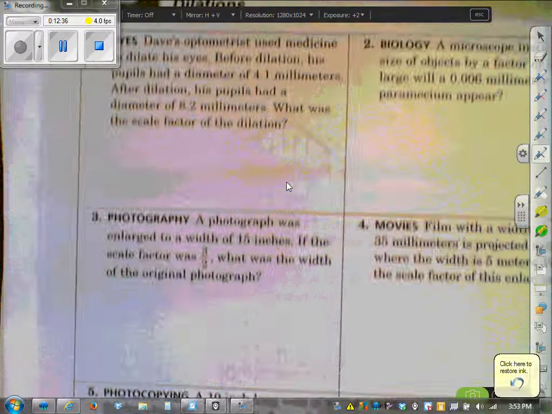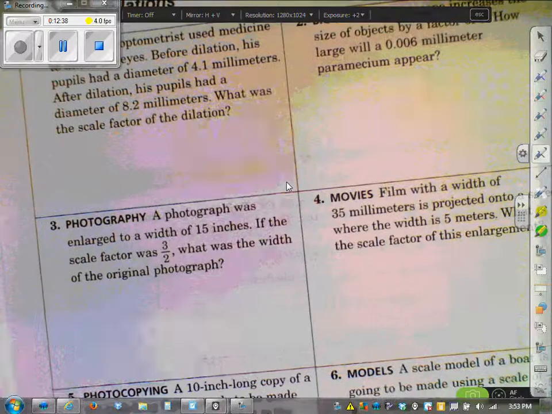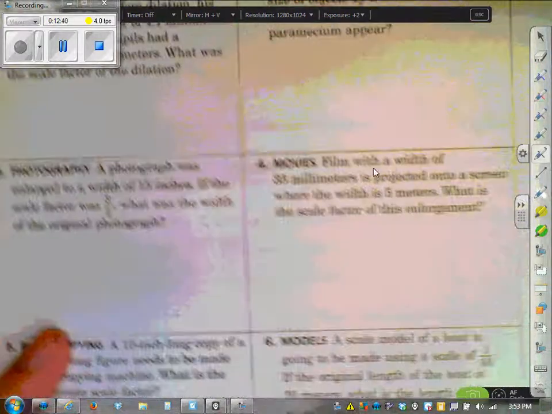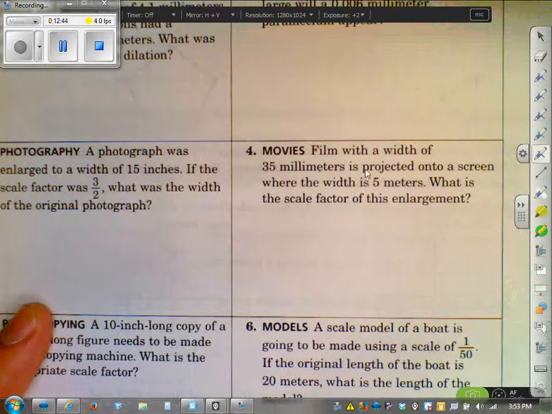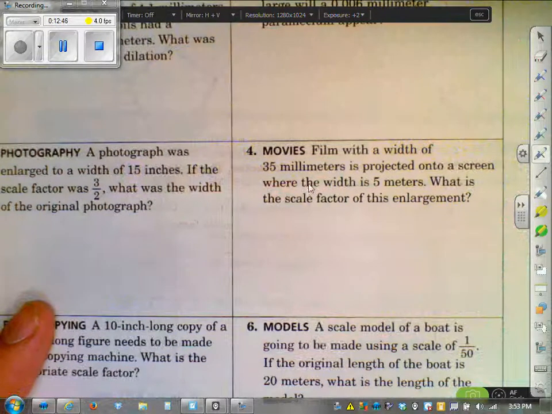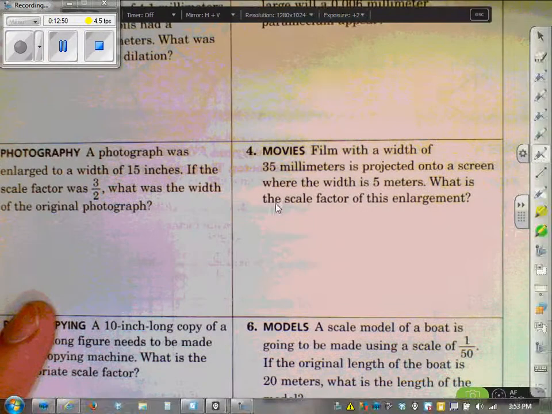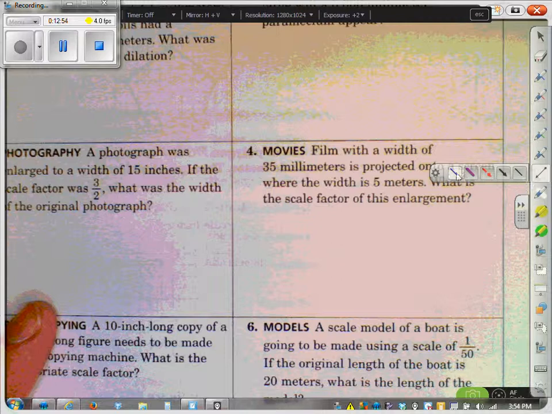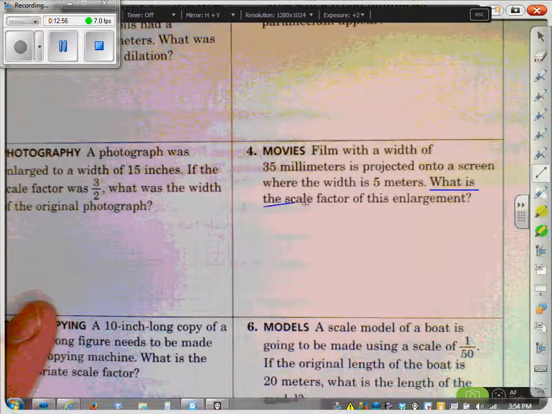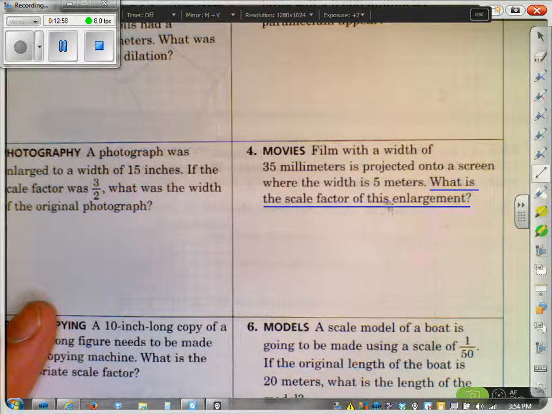Just looking at the back, I'm just going to pick a couple. I haven't really read them. Film with a width of 35 millimeters is projected onto a screen where the width is 5 meters. What is the scale factor of the enlargement? So the first thing we want to do, underline the question. What is the scale factor of this enlargement? So we know it's going to be a number that's greater than 1 because it's an enlargement.